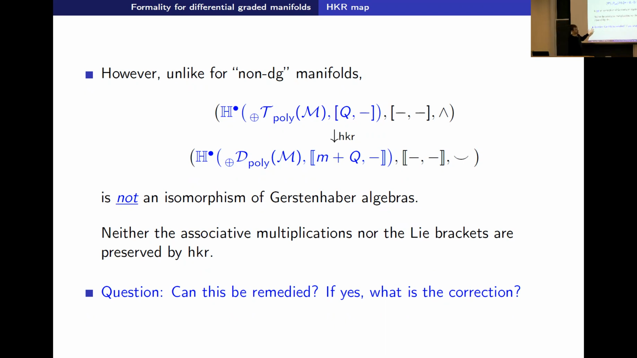And then the question is, well, can this be remedied? And if this can be remedied, what is the correction? So in particular, in case the homological vector field Q is zero, in that particular case, the HKR map would respect the Gerstenhaber algebra structure, because we just recover the classical theorem. You would just look at the classical theorem restricted to a fixed degree, and then take a direct sum over the different degrees involved, and you would get that result. So the whole problem here, the failure of HKR to be a morphism of Gerstenhaber algebras, comes from the introduction of the homological vector field Q.